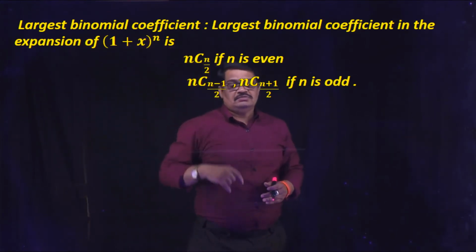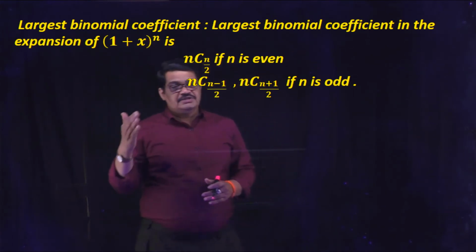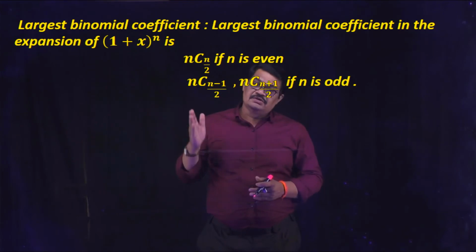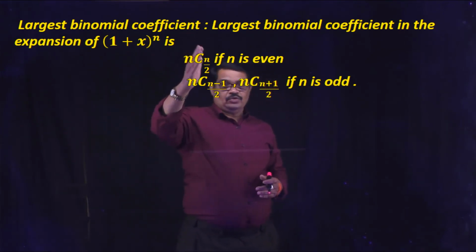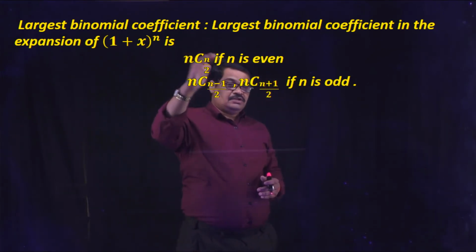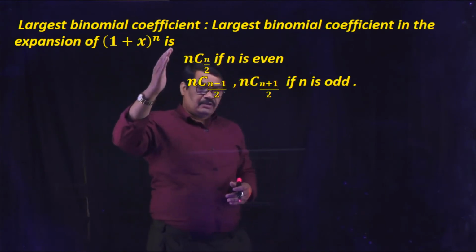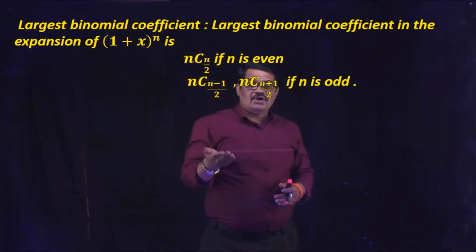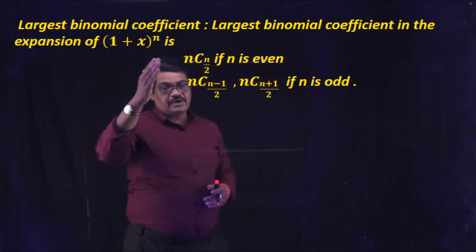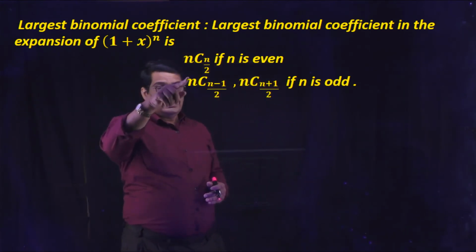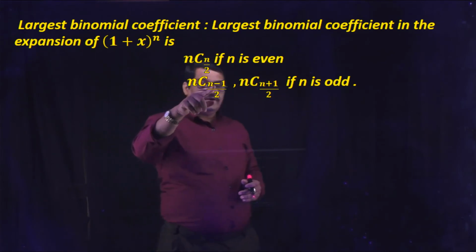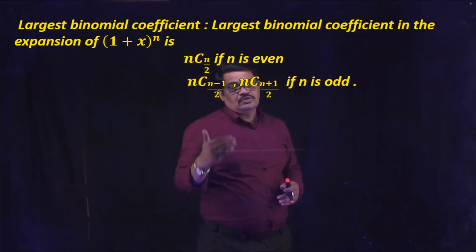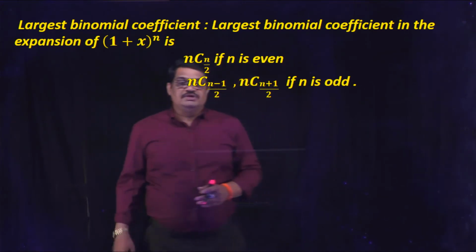Here also there are two cases. If n is even, then the largest binomial coefficient is nC(n/2). If n is odd, then the largest binomial coefficients are nC((n-1)/2) and nC((n+1)/2). There are two largest binomial coefficients.